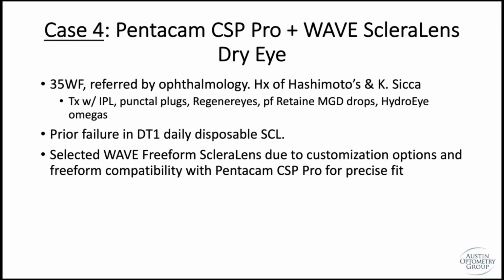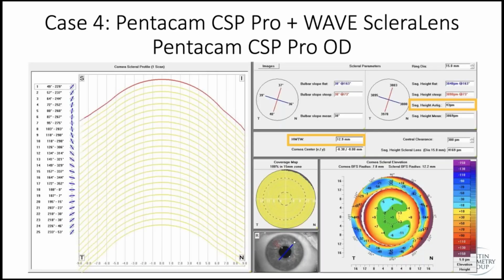Great results. So I want to see, okay, how does the Pentacam CSP Pro work with a similar case? This patient's 35, so they don't need the multifocal yet. They are a dry case with some autoimmune issues, and failed out of some common daily disposables that we'll sometimes try for dry eye. So this is their CSP Pro maps. Again, the toricity of the sclera over here, 43 microns, is essentially nothing. That's a very, very spherical cornea, but a pretty large cornea, okay?